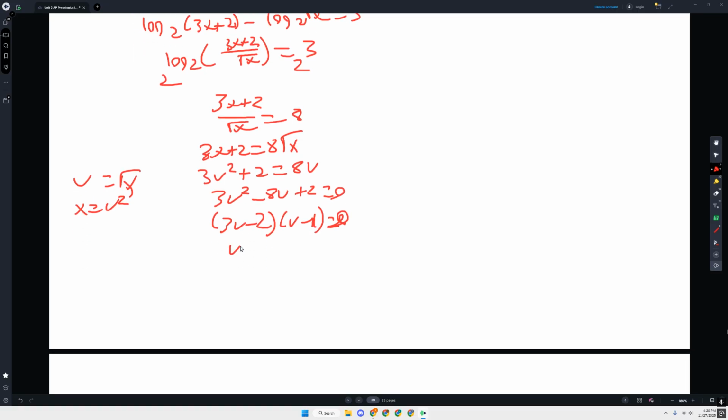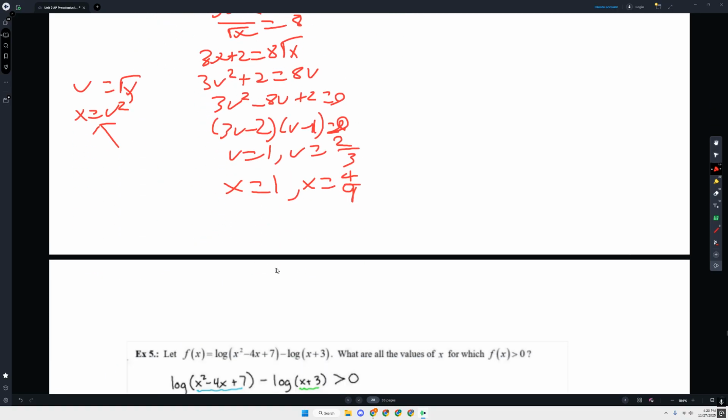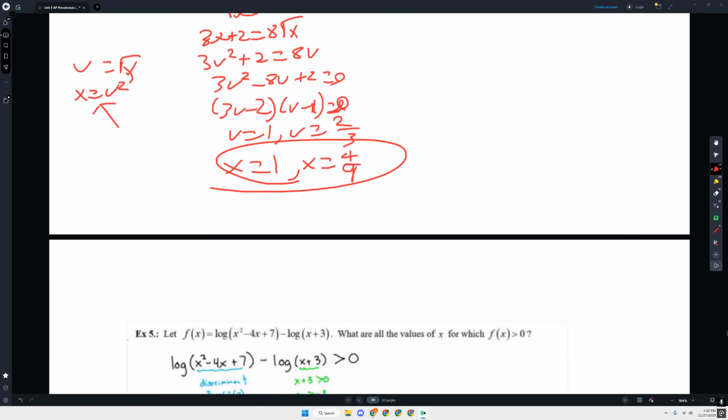From there, we're going to solve for u, which should be u is equal to 1 and u is equal to 2 over 3. From there, we're going to plug this back into x is equal to u squared, which means x is equal to 1 and x is equal to 4 over 9. And if we check and plug it in, 4 over 9, and that works, so that means both of these are solutions. None of them are negative.